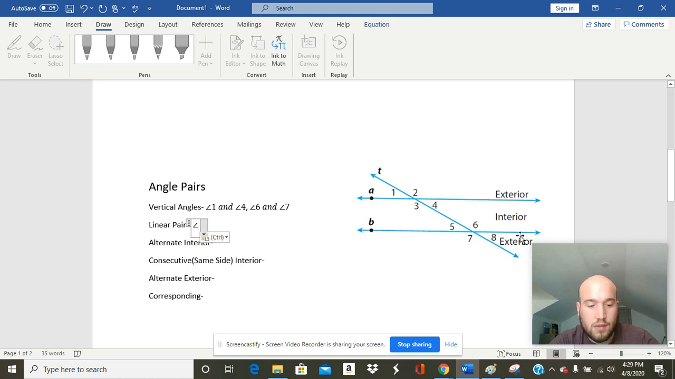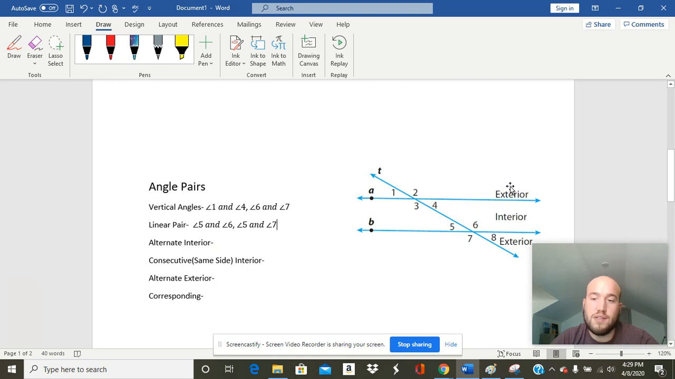We said you could also do angle 5 and angle 6. And then it doesn't really matter, but you could also do angle 5 and angle 7. Okay. The key thing there, they have to be adjacent, and they also have to add up to 180. Now remember, adjacent means they are beside each other. They share a side, and if they add up to 180, another word for that is supplementary.